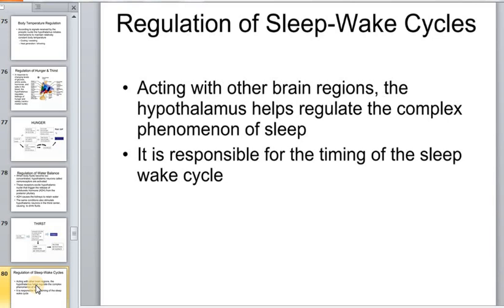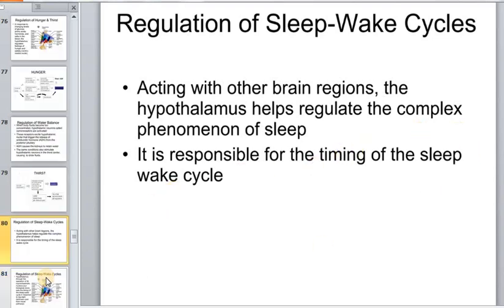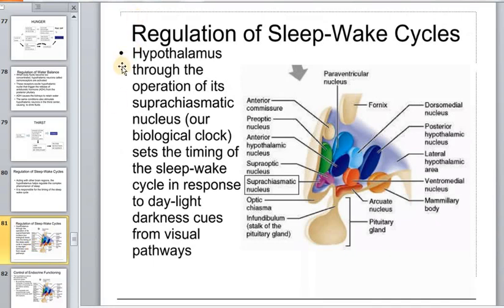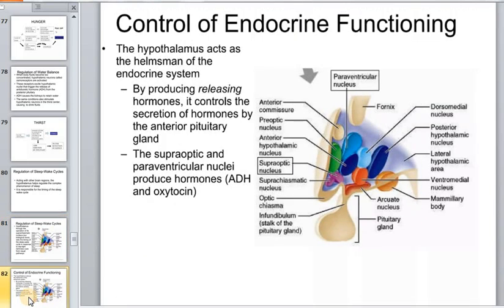Regulation of the sleep-wake cycle. Acting with other brain regions, the hypothalamus helps regulate the complex phenomenon of sleep. It's responsible for the timing of the sleep-wake cycles, and here we see the hypothalamus regulating this cycle through the operation of its suprachiasmatic nuclei, or biological clock, which sets the timing of the sleep-wake cycle and responds to daylight and darkness cues from the visual pathways.